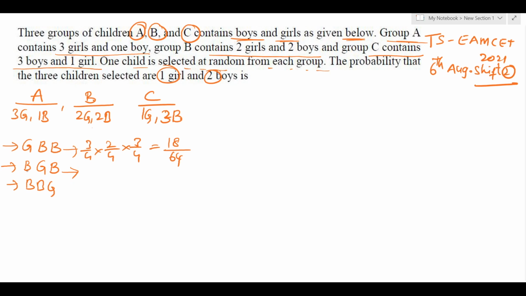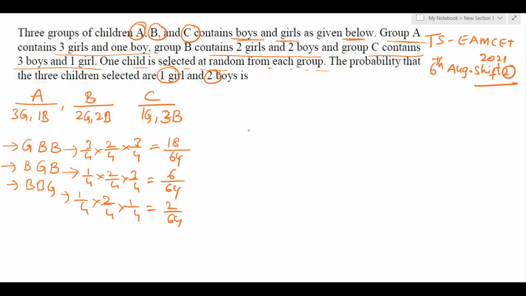For the second one, selecting a boy from group A is 1 by 4, selecting a girl from group B is 2 by 4, and a boy from group C is 3 by 4. That is 6 by 64. And the third is a boy from group A, that is 1 by 4, a boy from group B, that is 2 by 4, and a girl from group C, that is 1 by 4. This is 2 by 64.